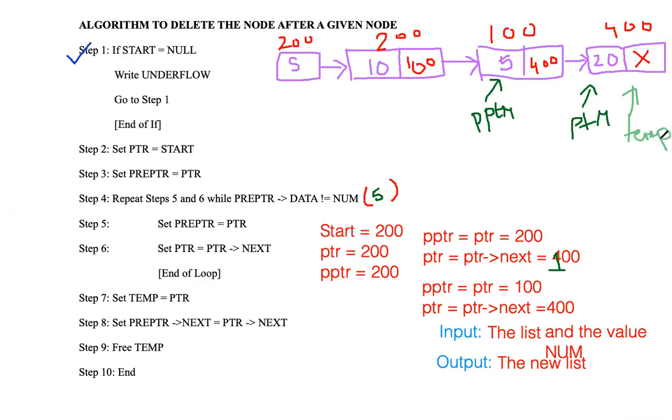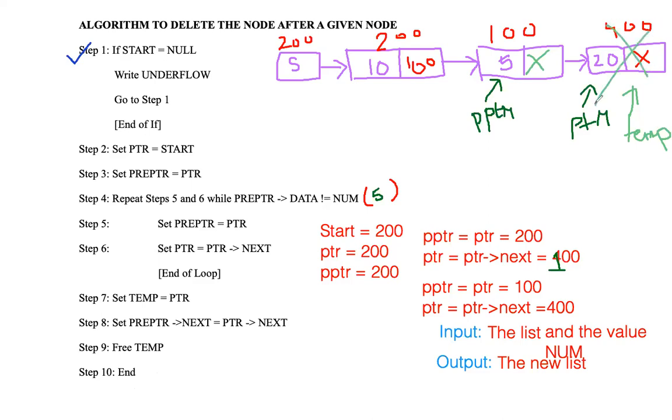What do we have to do? PPTR arrow next is equal to PTR arrow next. So whatever is in the next part of PTR, we have to copy that to PPTR arrow next. What is in the PTR arrow next part? None. So we remove 400 and it is overwritten with none. Once this is done, we can free temp. So this part can be deleted.